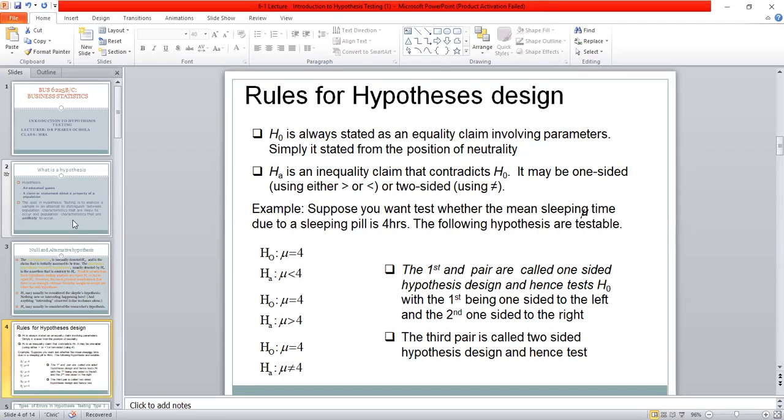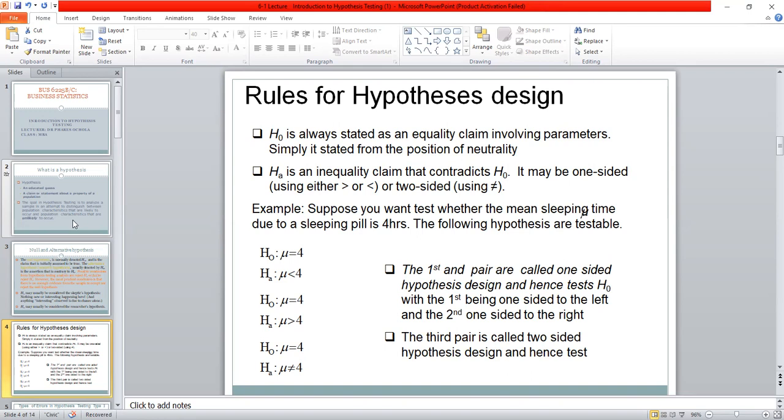And the other problem, where they were claiming that they're sleeping for more than 4 hours, is the second pair. Mu is equal to 4, against the alternative, which is the research hypothesis, mu is greater than 4. Alternatively, the users may have been claiming that their sleeping times vary. Sometimes they sleep for 4 hours, sometimes less than 4, sometimes more than 4. So there's no consistency. Now that is the last pair.